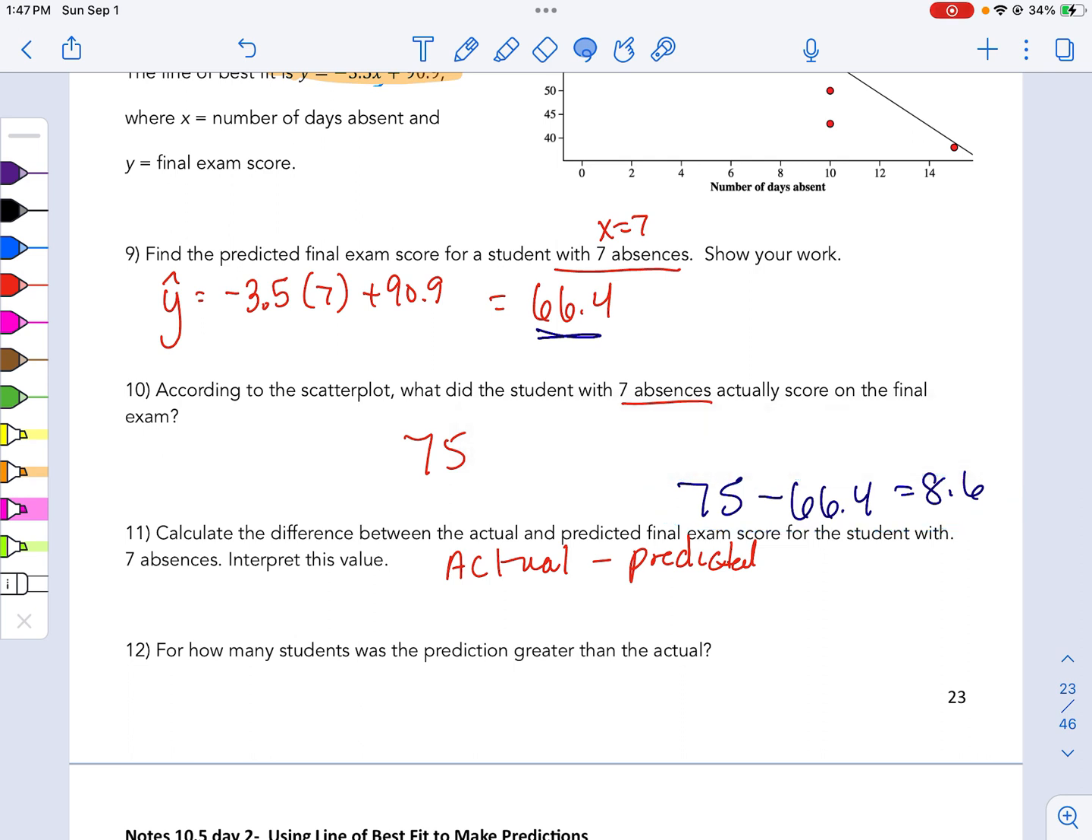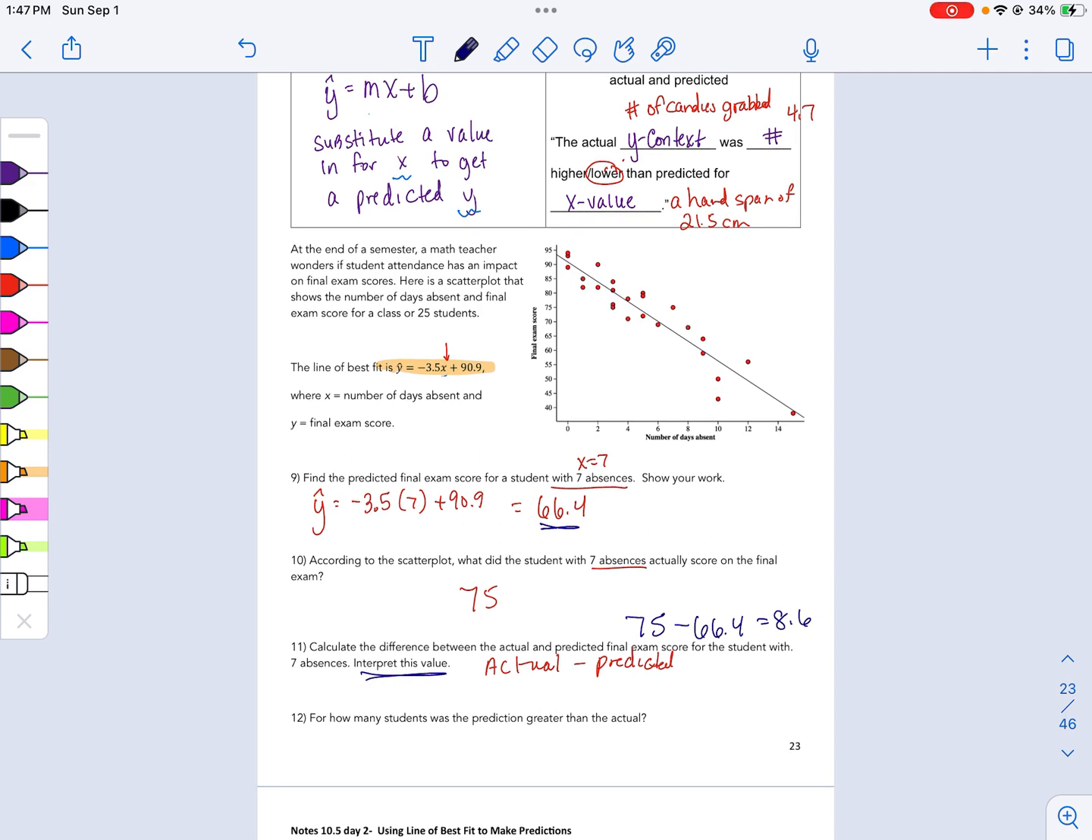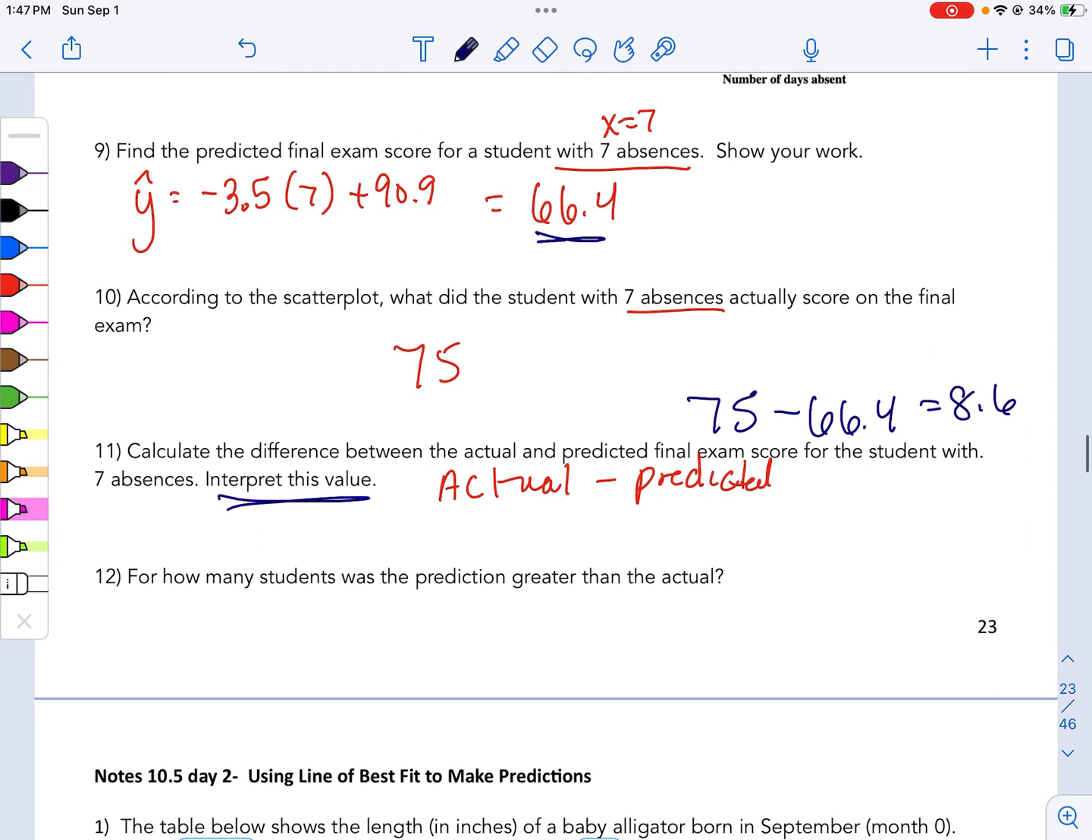Okay, so it says interpret this value. This is where that box up above comes in handy. We're going to look at that box and it says the actual, right? So we're going to start right there and say the actual. And now it says Y context. So the actual, what was Y? We're going to say the actual final exam score, because that was our Y context, was 8.6.